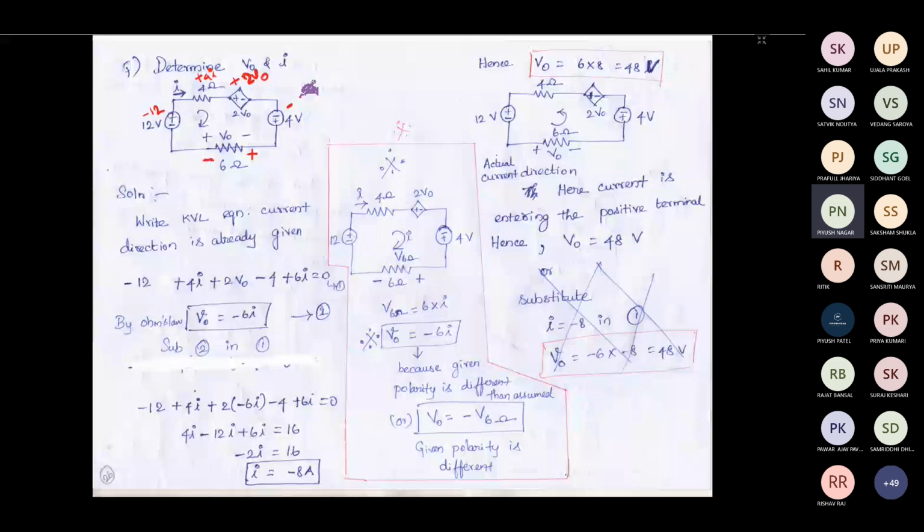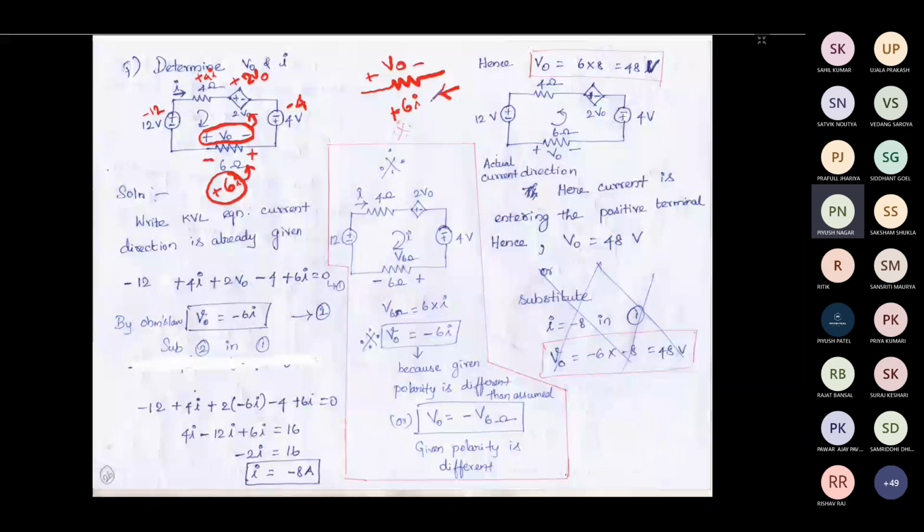Now you see this thing, this is V naught. This V naught is the variable which is going to define the voltage of the dependent source. So you are having V naught like this, and as per our assumed current direction, you are having 6I like this. So here this voltage will be positive, and the polarity will be in this fashion, with 6 into I here.